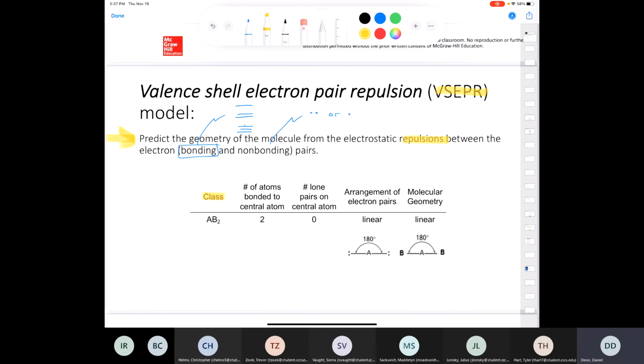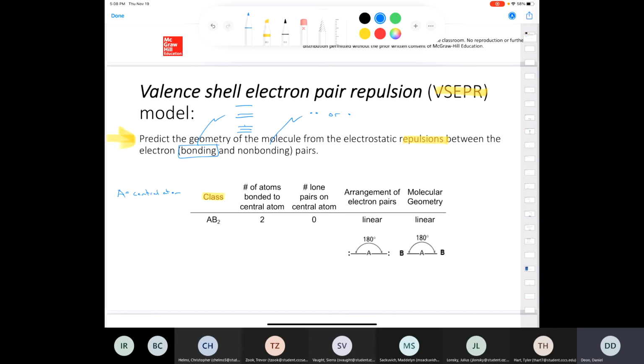Here's the first class that we're going to look at in terms of what we call molecular geometry. If I have something like this, AB2, A is the central atom, the atom in the center, and B is the peripheral atoms. As long as A is the central atom, of course, B is going to be the atoms on the periphery. Number of atoms bonded to the central atom? Well, we obviously have two of them.